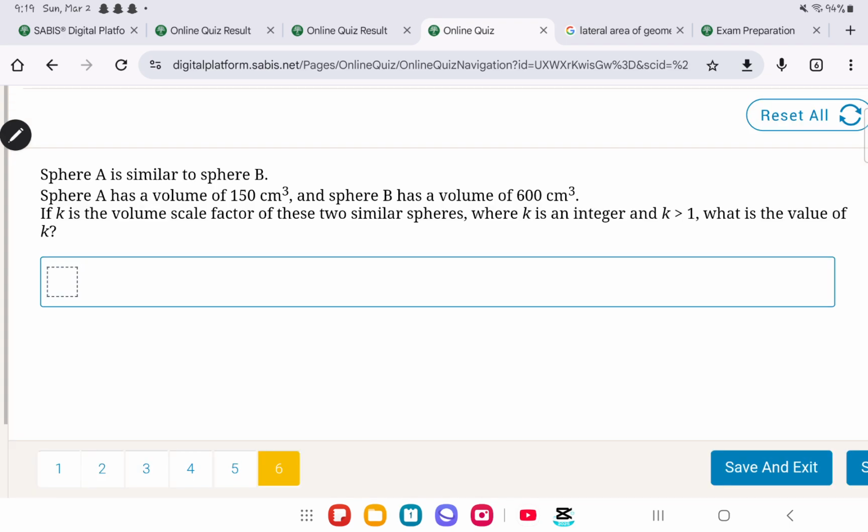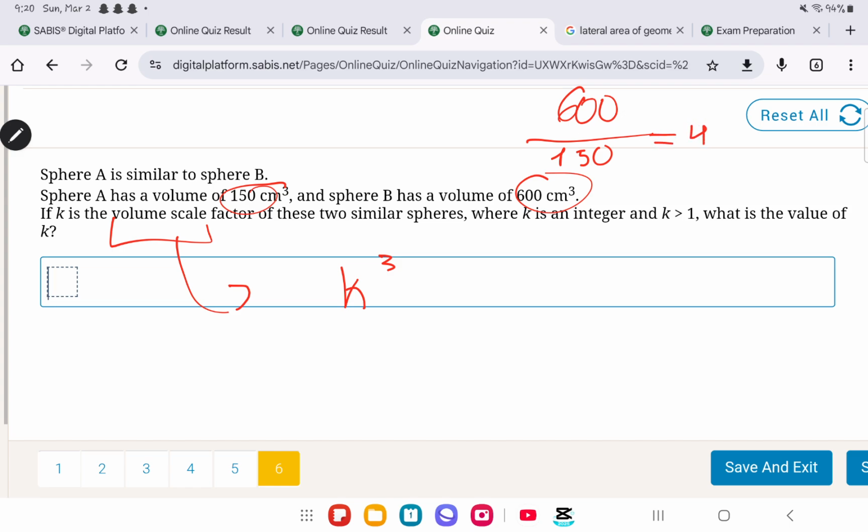We move on to question number 6. Now here we have sphere A is similar to sphere B. Sphere A has a volume of 150 centimeter cubed. Sphere B has a volume of 600 centimeter cubed. They need the volume scale. Very simply, the volume scale, as we said, is the constant K cubed, or very simply the ratio of volume. So it's going to be volume 1, which is 600 centimeter cubed, over volume 2, which is 150 centimeter cubed. You are going to get 4.